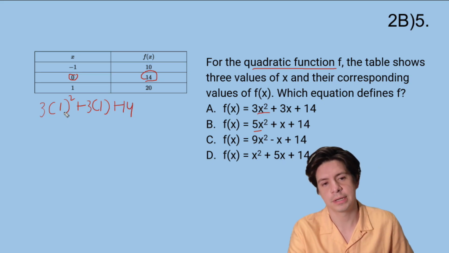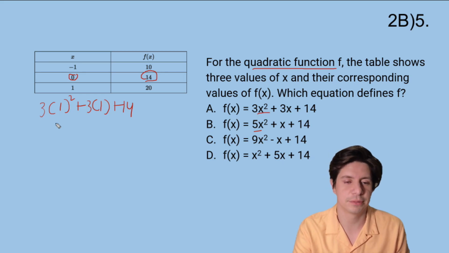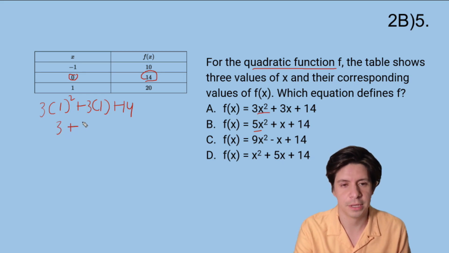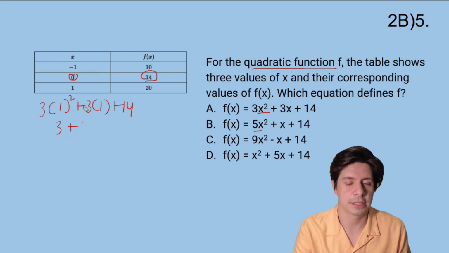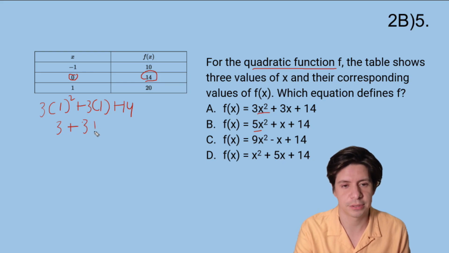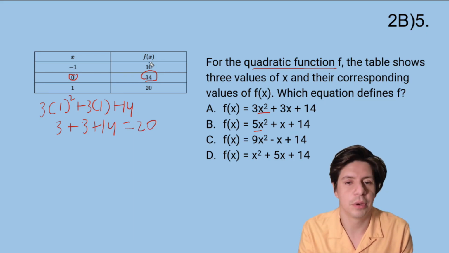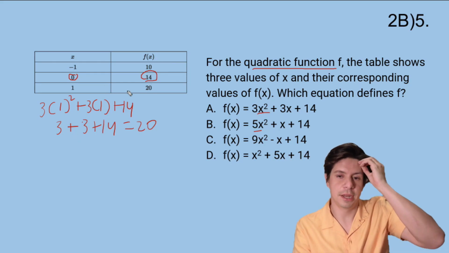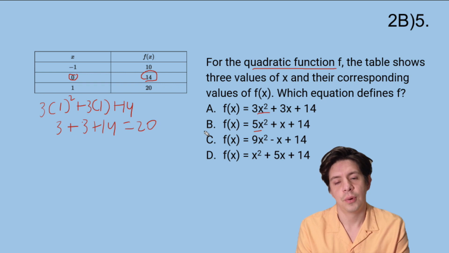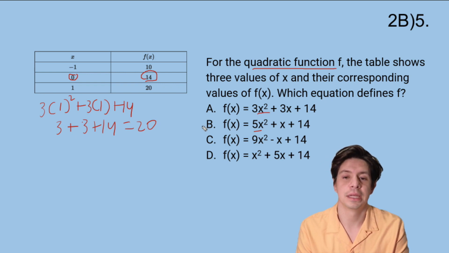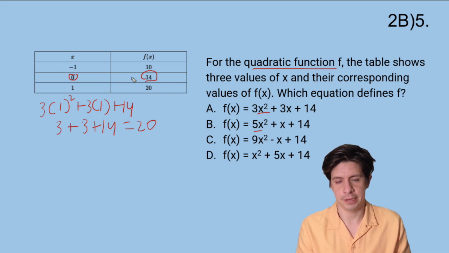So 1 squared is 1 times 3 is 3. Gotta be careful there. PEMDAS, right? Exponents before multiplication. So then plus 3 plus 14, that gets us 20, which is what we want, right? We want to get 20. Okay, so 1 works on A, right? What about if we plug in -1 for A, right?